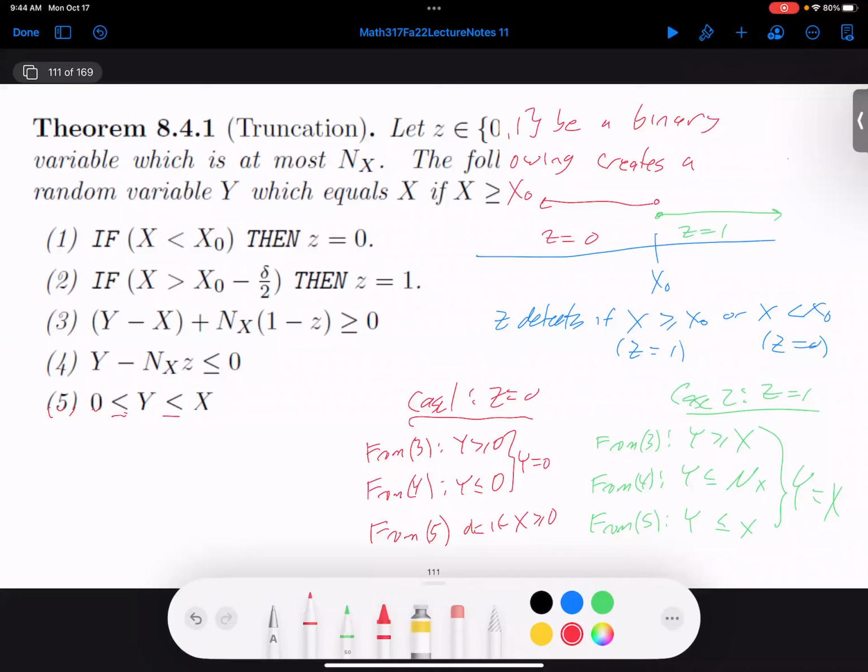So the whole point of this is to just show you there are so many functions that are nonlinear that we can linearize.